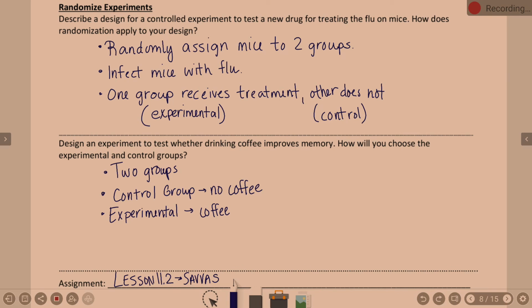Give memory test and compare results. As long as you don't give your memory test at the beginning and then break into groups based on the memory test. You want to have them broken and then, so.